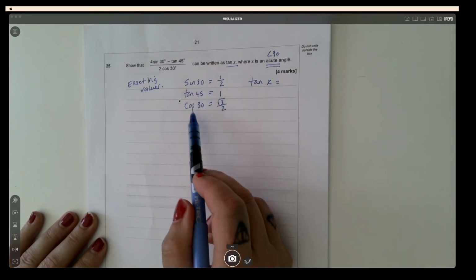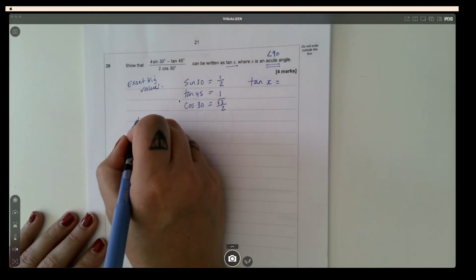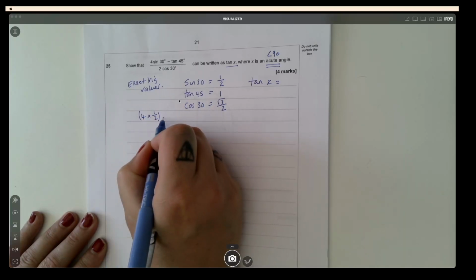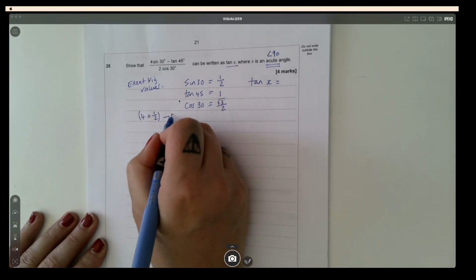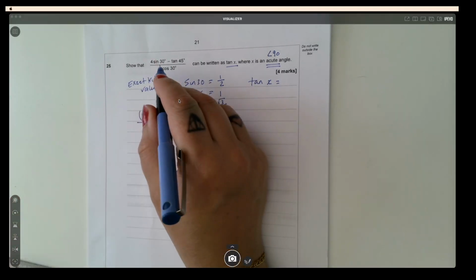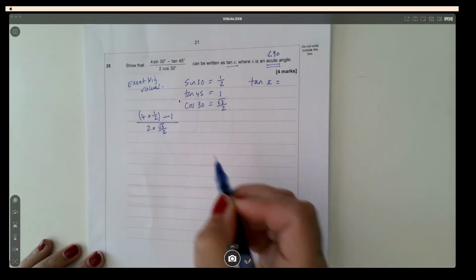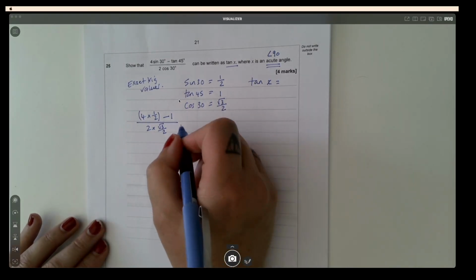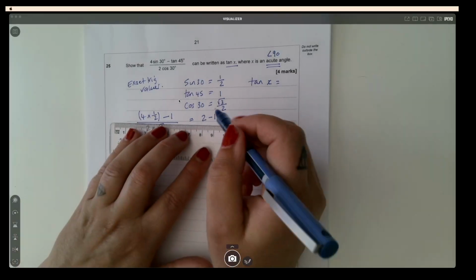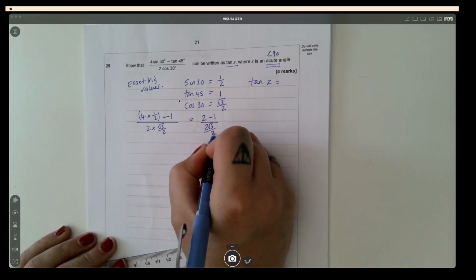So now we're going to substitute these values into this calculation. So we've got on top 4 times a half, that's 4 times sin 30, subtract tan 45, which is 1. And that's all going to be divided by 2 times cos 30, and cos 30 is root 3 over 2. Okay, so 4 times a half, that's 2, subtract 1 on top. 2 times root 3 over 2 becomes 2 root 3 over 2.